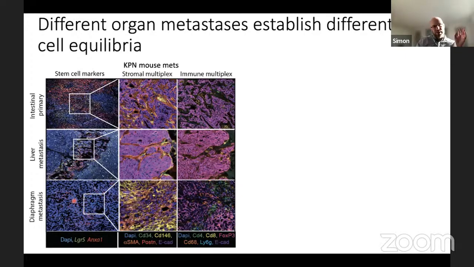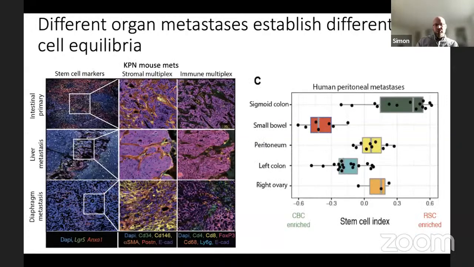So what we've got here is a different host organ requirement for the stem cell phenotype. Depending on where you are, what organ you deposit in, the organ will help generate a stem cell phenotype that fits for where it is. In the liver, you need to have a crypt-based columnar population recovered, but in the diaphragm, it's predominantly regenerative stem cells.